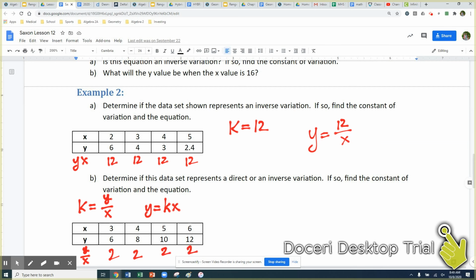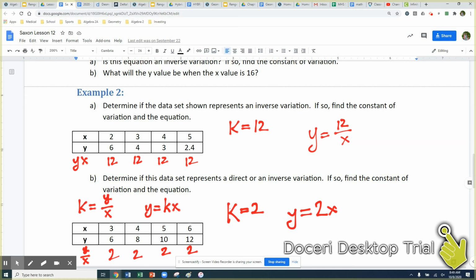12 divided by 6 is also 2. So possibly direct. The reason I know that I'm dealing with the direct possibly is because as my x's increase, my y's are also increasing. Now I got to check, is that ratio the same? Y over x. Let me get 2 every time. So that tells us that our constant is equal to 2. And secondly, our equation is y equals 2x. So there would be our direct variation.